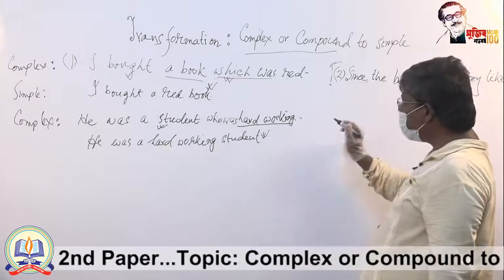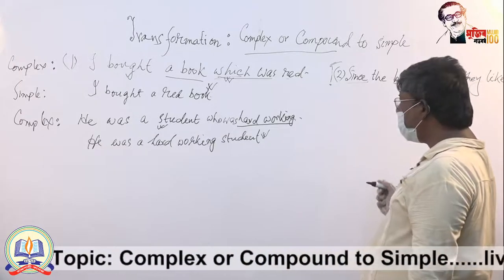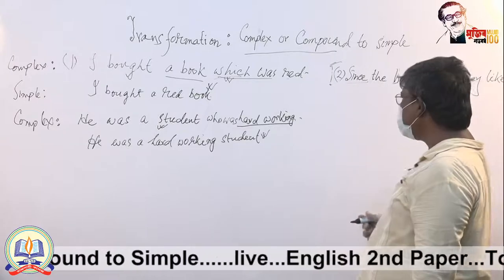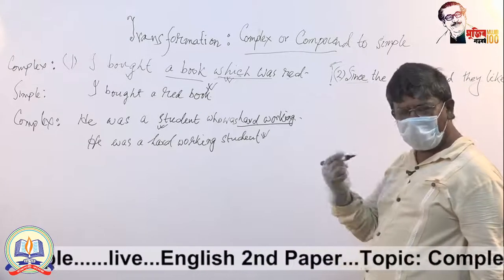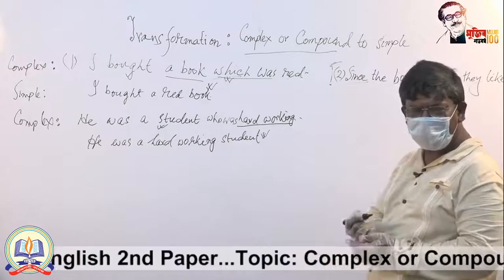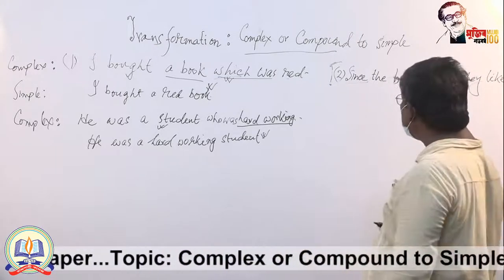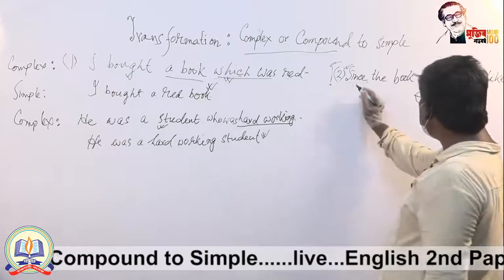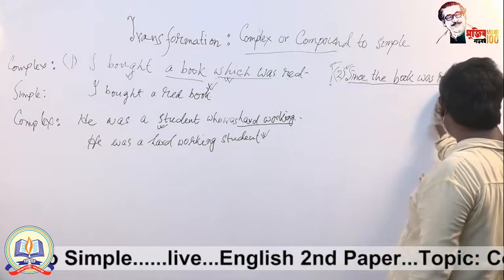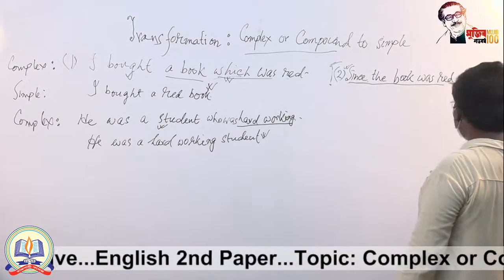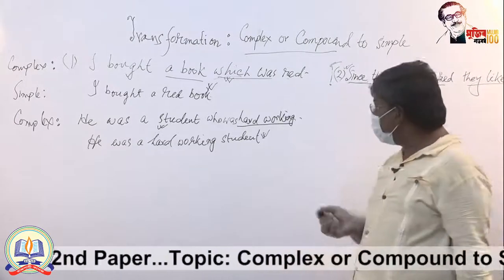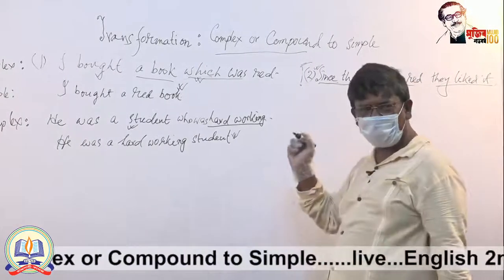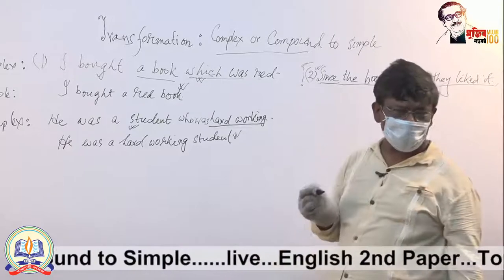Now you have to be careful about the use of the relative pronoun and relative conjunctions as the clause connectors in complex sentences. For example, in sentence number 2, we have two clauses, one beginning with "since the book was read" and the other one is "they liked it". Of course, since the first clause in this sentence begins with the clause connector "since", it is a complex sentence.